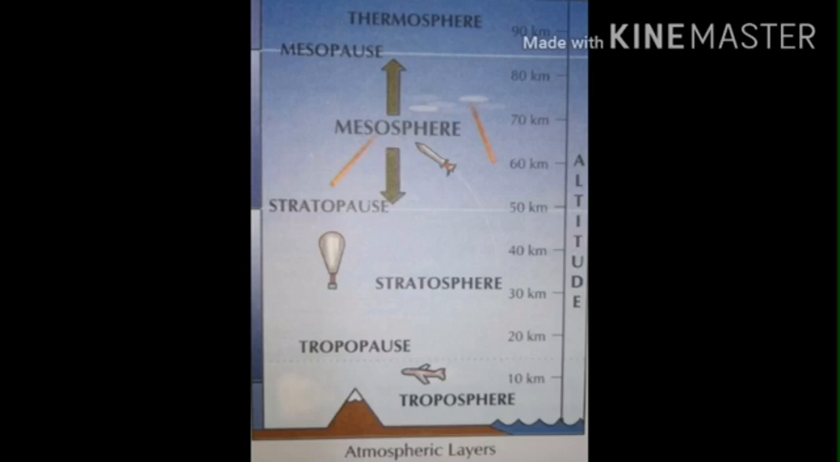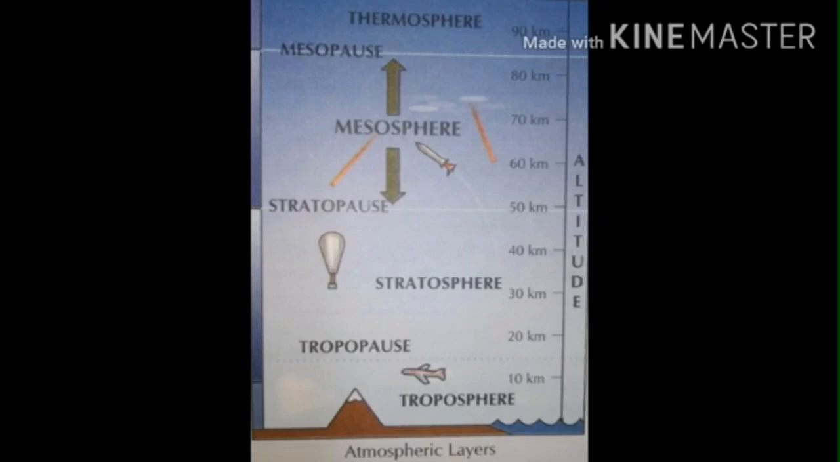Temperature in this zone decreases with height. Clear, children? Temperature decreases. Why? Because of height. Okay. At the mesopause, the upper layer of this zone, the temperature falls to minus 95 degrees Celsius. Clear, children?